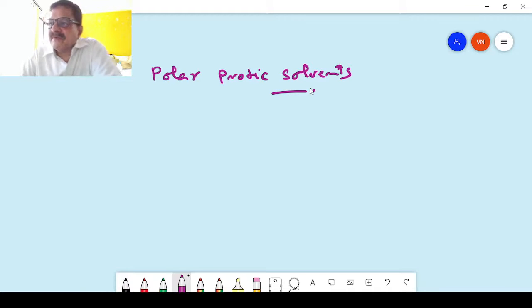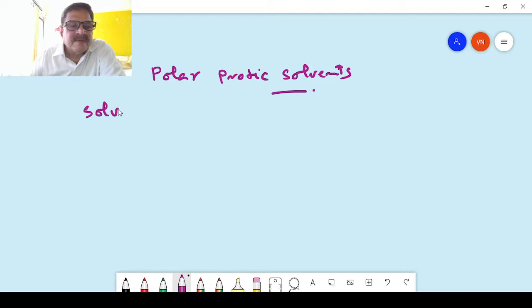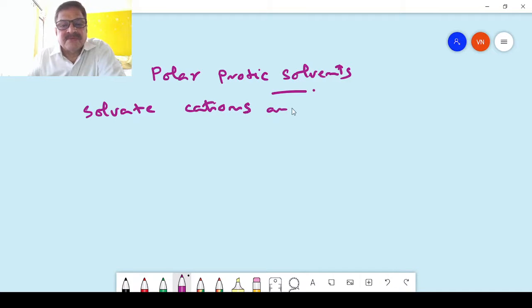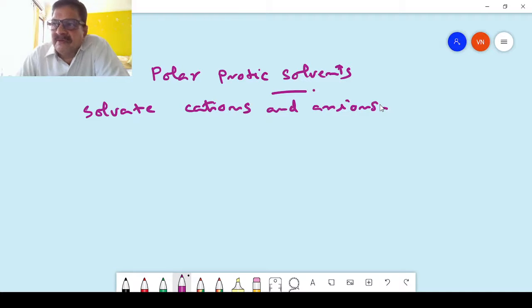So, polar protic solvents solvate both cations and anions. How? Polar protic solvents contain N-H bonds, O-H bonds, and so on, and they can form hydrogen bonding. We have seen that. Now, they can solvate both cations and anions. Okay, that is polar protic solvents. They solvate both cations and anions here.